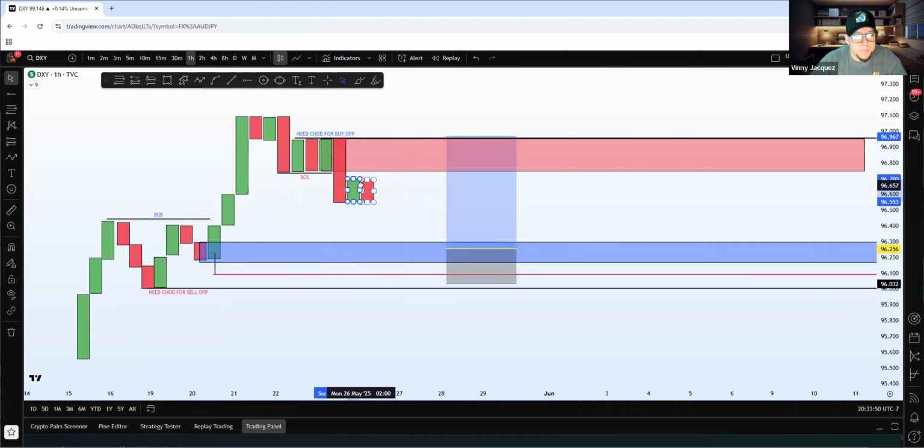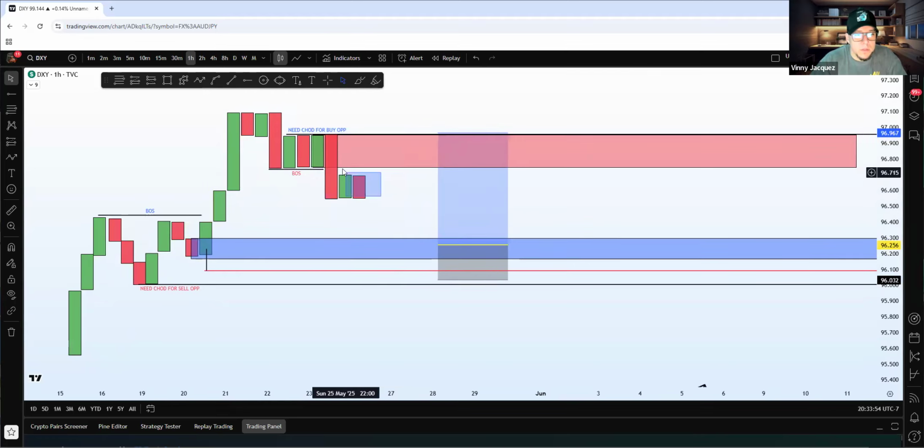All right, cool. We'll just leave it like this. A little bit of a consolidation just for the visual, right? Let's say the market tapped into us, and then the market continues to break structure to the downside, right?